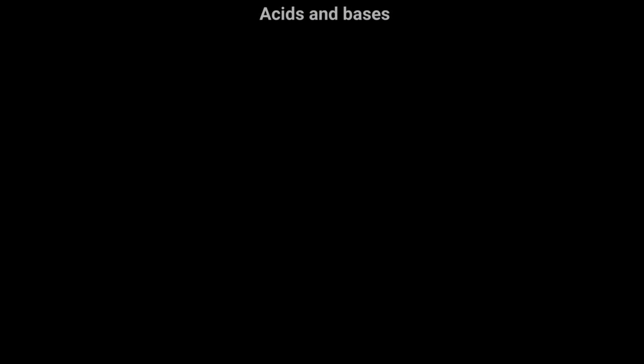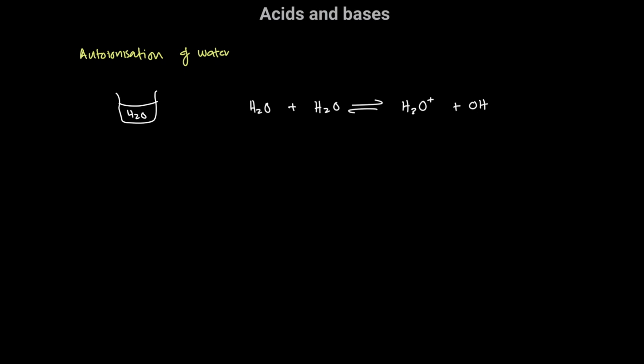So now we're going to look at something known as the autoionization of water. For example, if I just had a beaker containing pure water, what happens is that one water molecule can combine with another water molecule, and these end up producing H3O plus and OH minus. This is known as the autoionization of water.